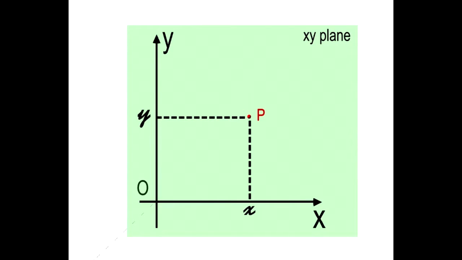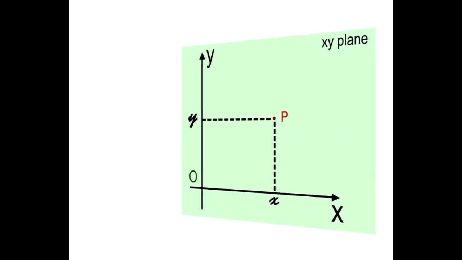We can say, starting from the origin O, we reach point P by traveling a distance x units in the positive direction of the x-axis and a distance y units in the positive direction of the y-axis.